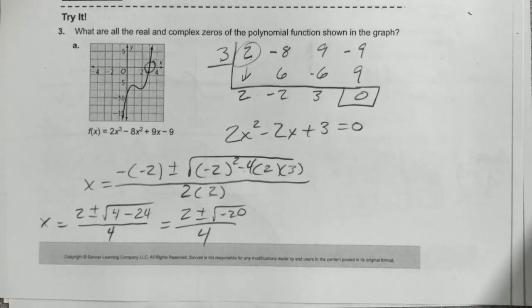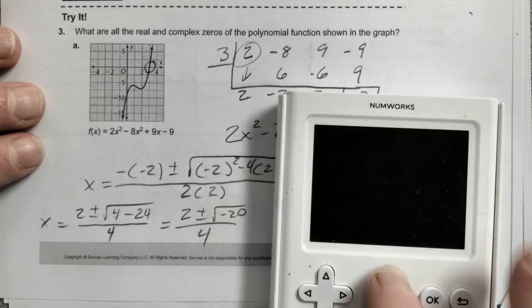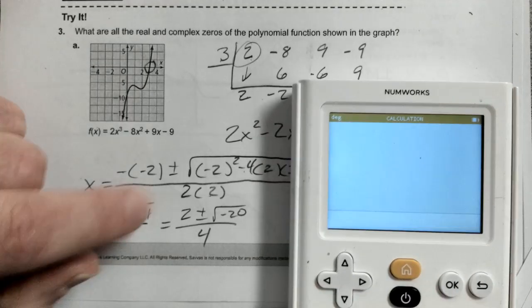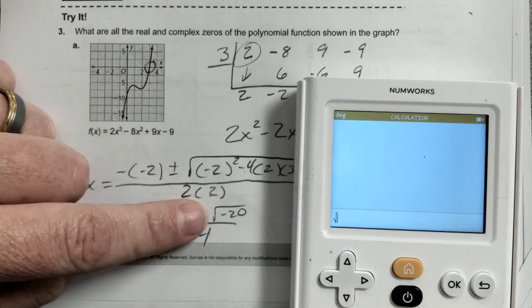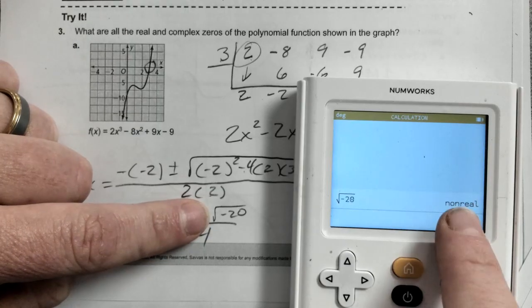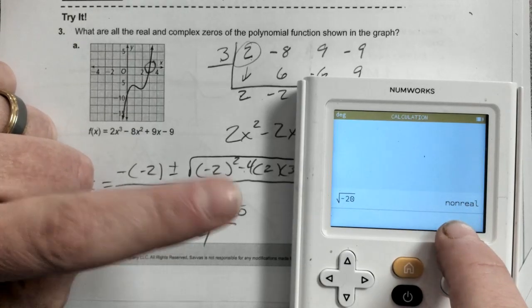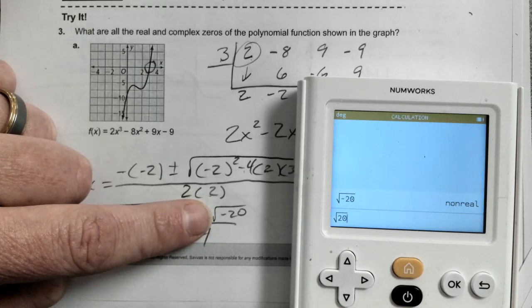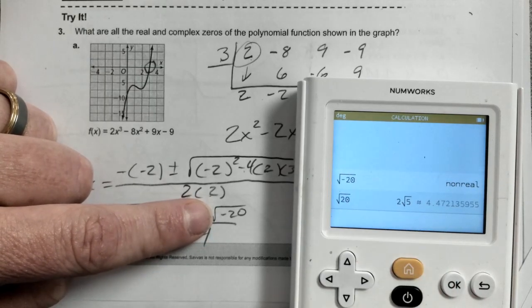If I could find mine, we'd be in good shape. So if I use my calculator here, we're going to clean this all out. Using my calculator, if I put the square root of negative 20 in there, it's going to tell me it's not real. I know that, right? The i has to come out. So what would it reduce to if I just did the square root of positive 20? We get 2 roots of 5.